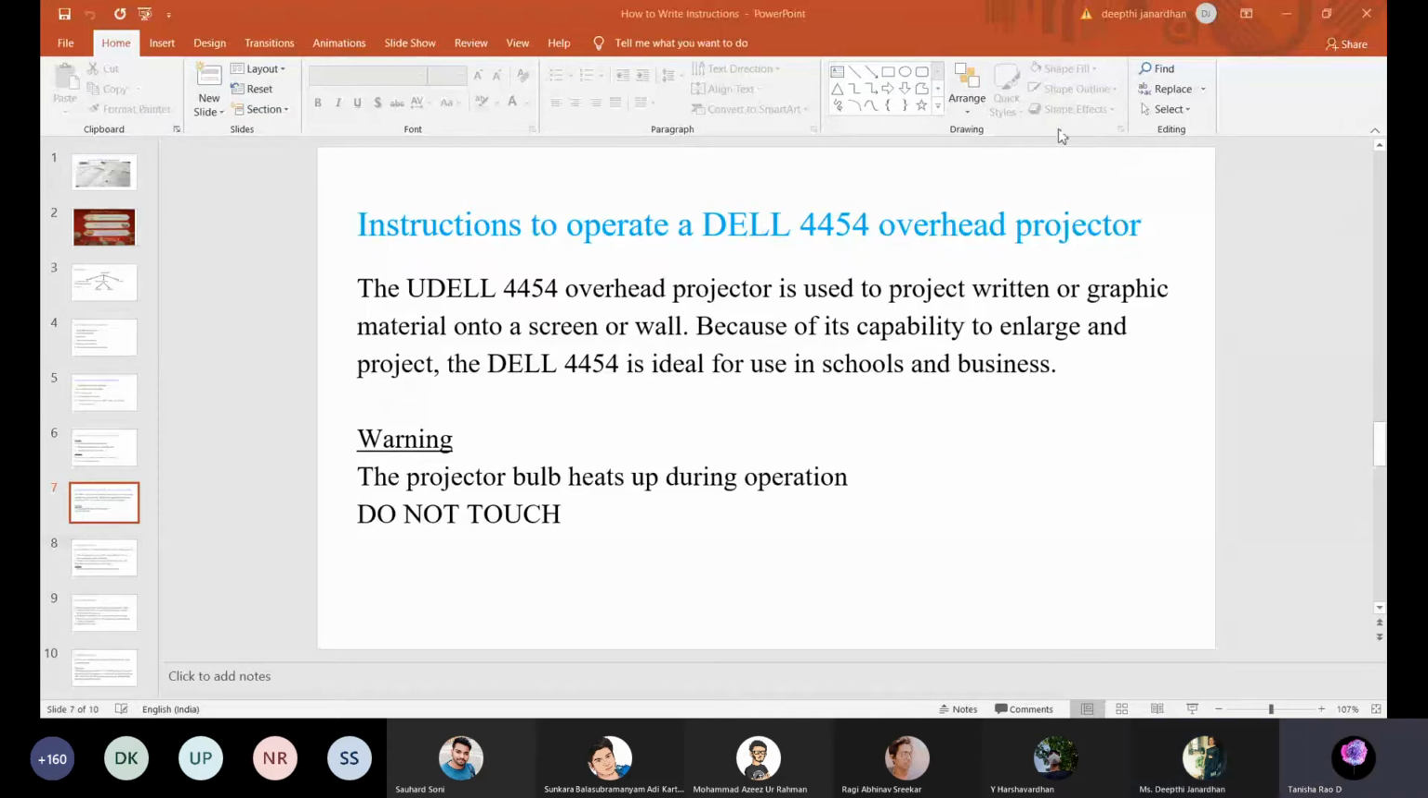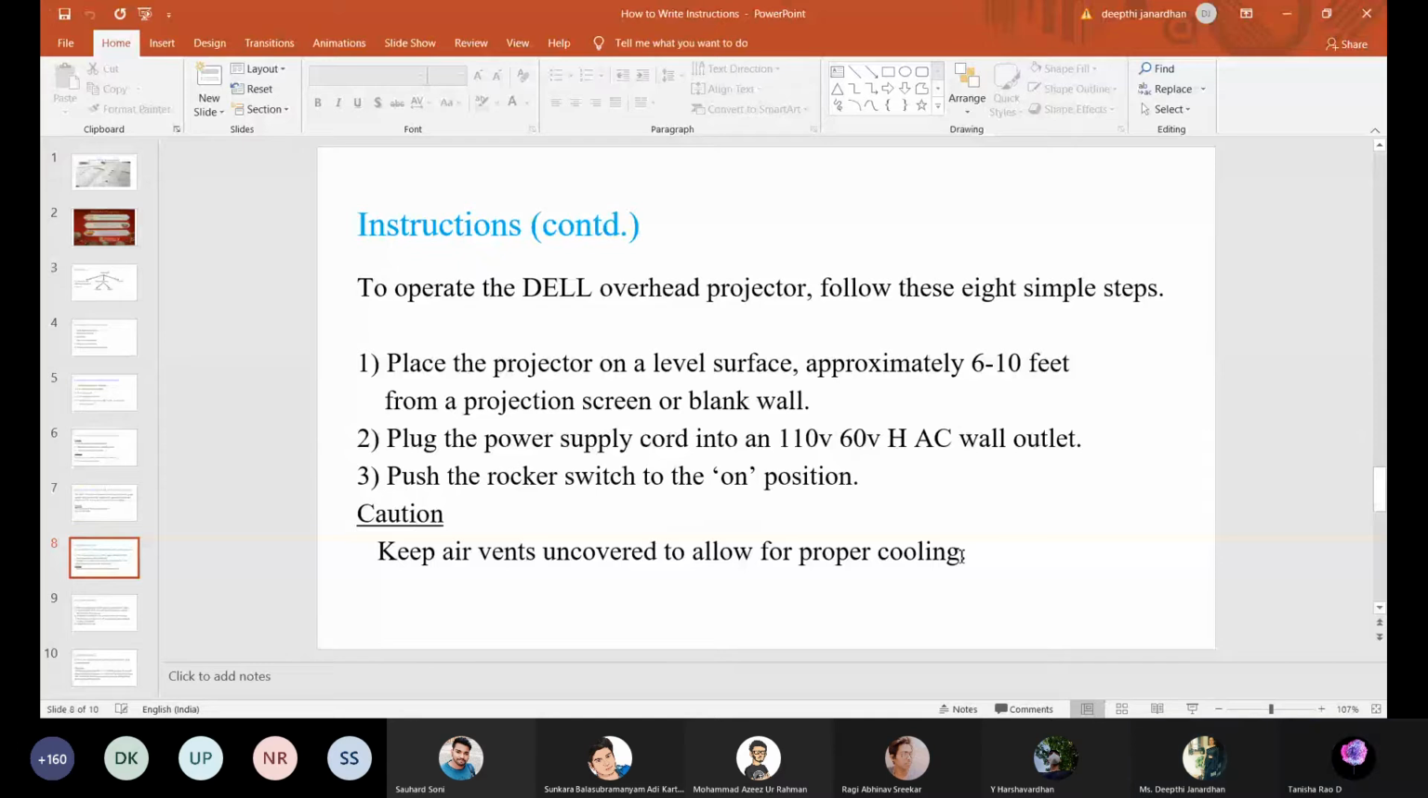Instructions to operate a Dell 4454 overhead projector. The Dell 4454 overhead projector is used to project written or graphic material onto a screen or wall. Because of its capability to enlarge and project, the Dell 4454 is ideal for use in schools and business. Warning: the projector bulb heats up during operation. Do not touch. To operate the Dell overhead projector, follow these 8 simple steps.